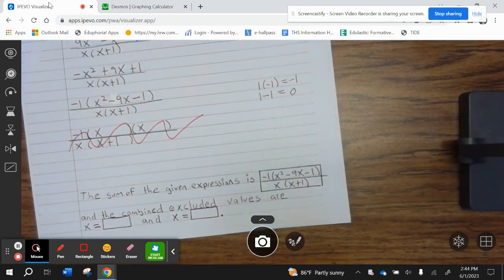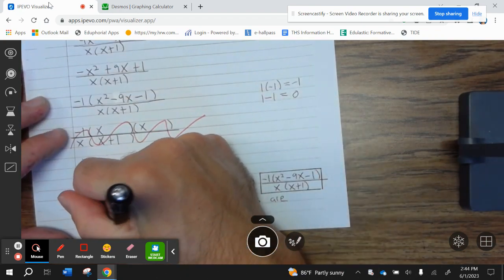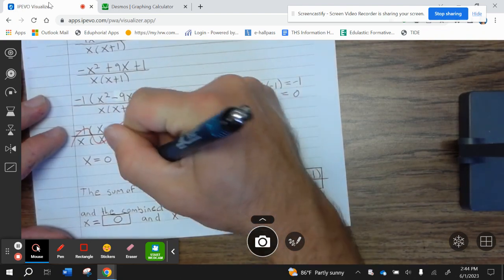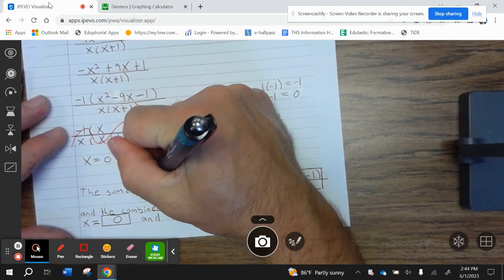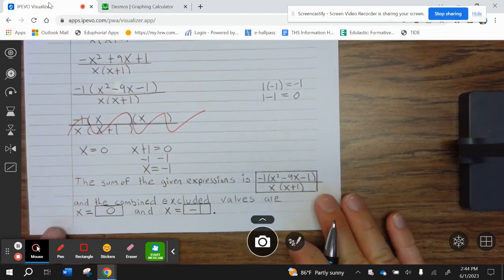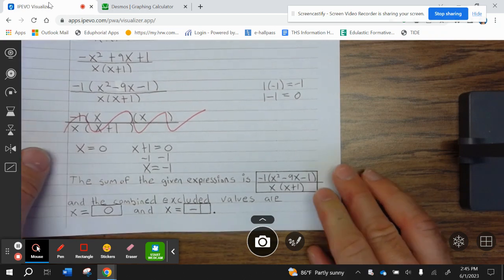Now, to find the excluded values, we just set the denominator equal to 0. So x equals 0. That's one of the excluded values. x plus 1 equal to 0. Subtract 1. x equals negative 1. All right, go ahead and finish up example 3.